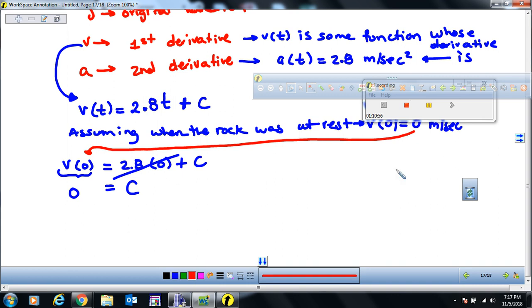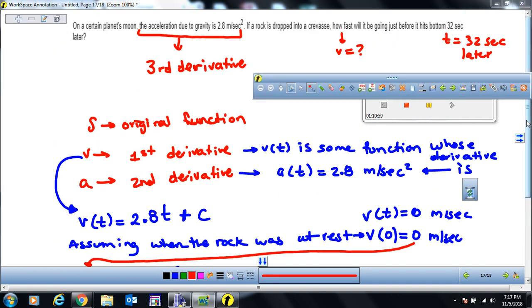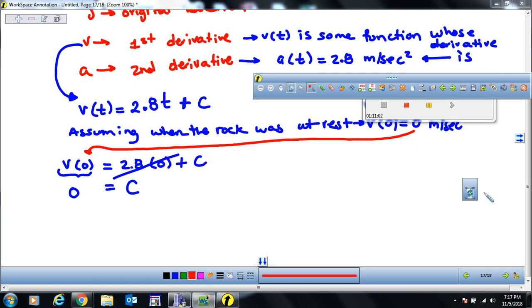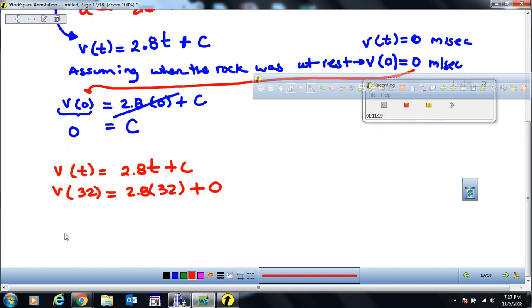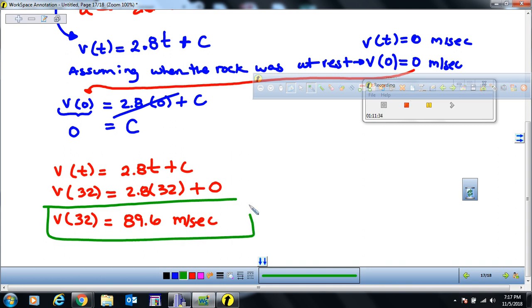So then what I want to find is, at 32 seconds later, what was the velocity. So v of t again equals 2.8t plus c. So v of 32 seconds later, plus the constant being 0, this would be 89.6 meters per second. And that's what we were looking for. Okay, so this concludes this lesson.